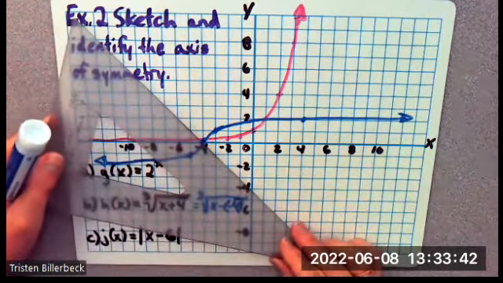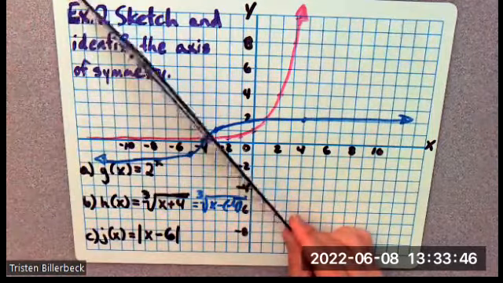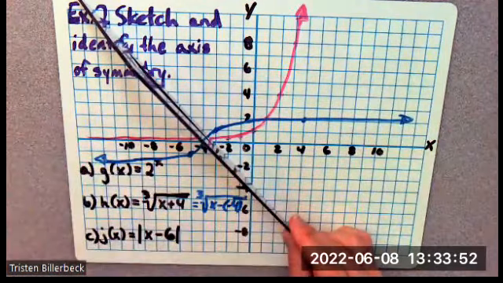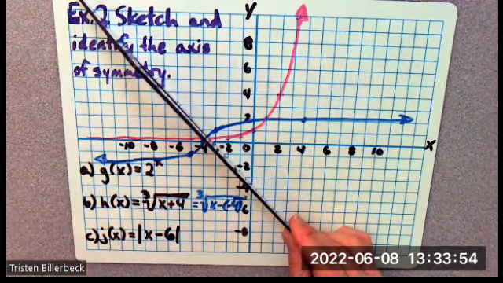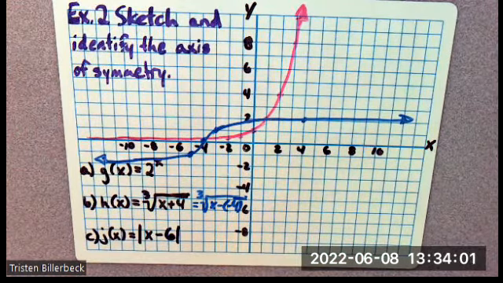So if we had something like that for a line of symmetry right there, it's not quite symmetrical. If we folded this over, it wouldn't fold over perfectly. Okay, so it's not going to have a line of symmetry for a cube root either. All right, so we can't identify an axis of symmetry for that.